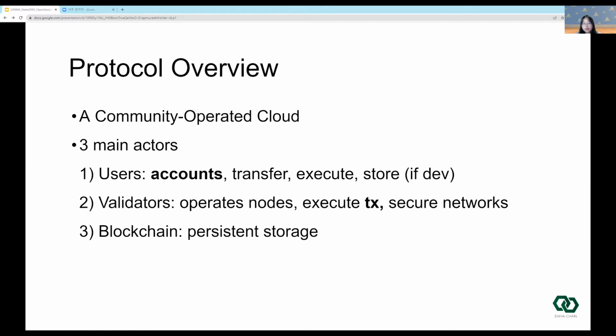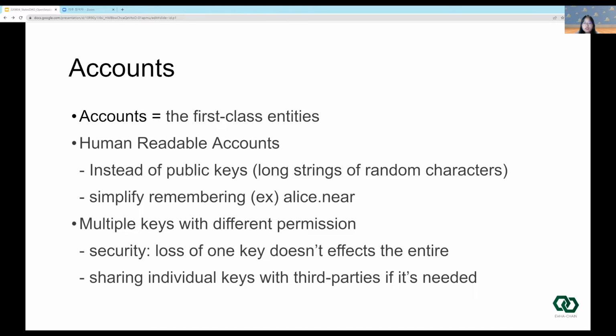So let's take a look at accounts and transactions, because these play key roles in NEAR. Its address system substantially differs from other blockchains like Bitcoin or Ethereum. It uses the term accounts. Instead of identifying users by their public or private key pairs, it defines accounts as first-class entities. The first characteristic is that NEAR uses human-readable accounts instead of public keys made of long strings of random characters. It lets users simply use words, like name services on other protocols.